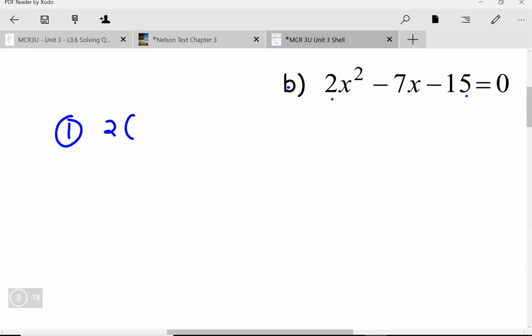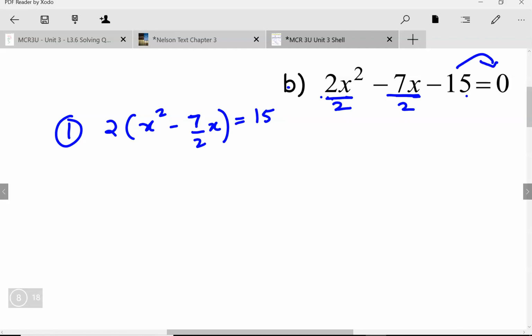Factor out a 2 here. And remember, when we factor out of this term as well, we divide both terms by 2, minus 7 over 2x. And then again, I'm going to move the 15 over to this side before I start working. Here is where I differ from my completing the square a little bit.